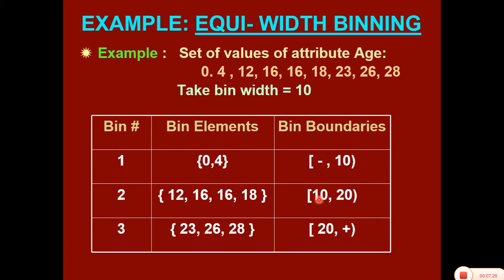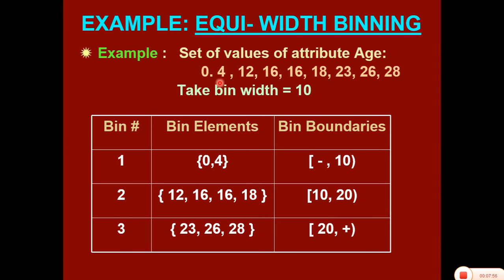The second bin is from 10, where you include the 10, to 20, but you do not include the 20, and the rest is 20 plus. So how does this 20 plus occur? Because the maximum value is 28 and your bin width is 10, 20 plus 10 comes to 30. So definitely you have values less than 30, therefore the plus sign is over here.